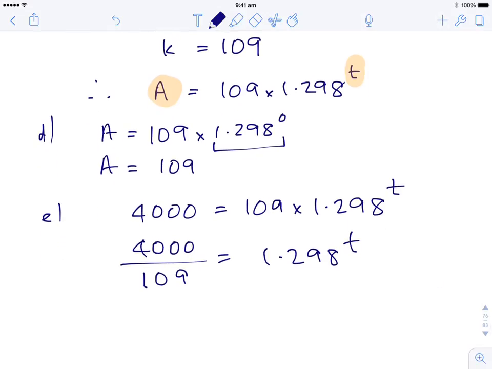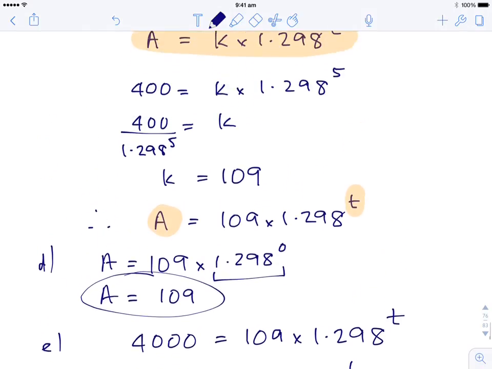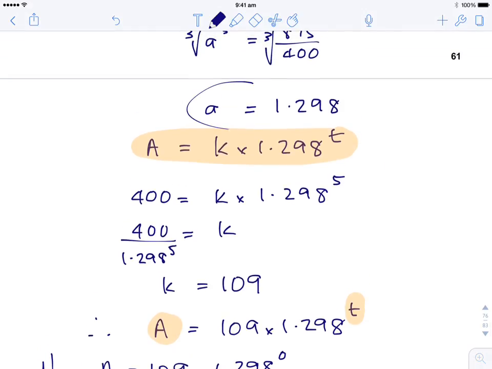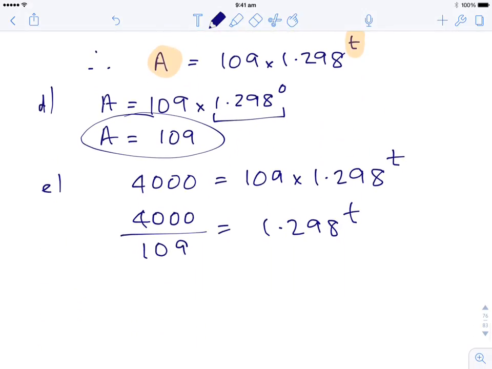Make sure you haven't rounded, so like this value here, the 1.298 value, you should have on your calculator. So I'd be wanting to use the exact values in there when I'm doing this step here, the exact calculation. So this gives you 4,000 divided by 109 is about 36.7. So now it's time to get out our calculator and use the solve function.